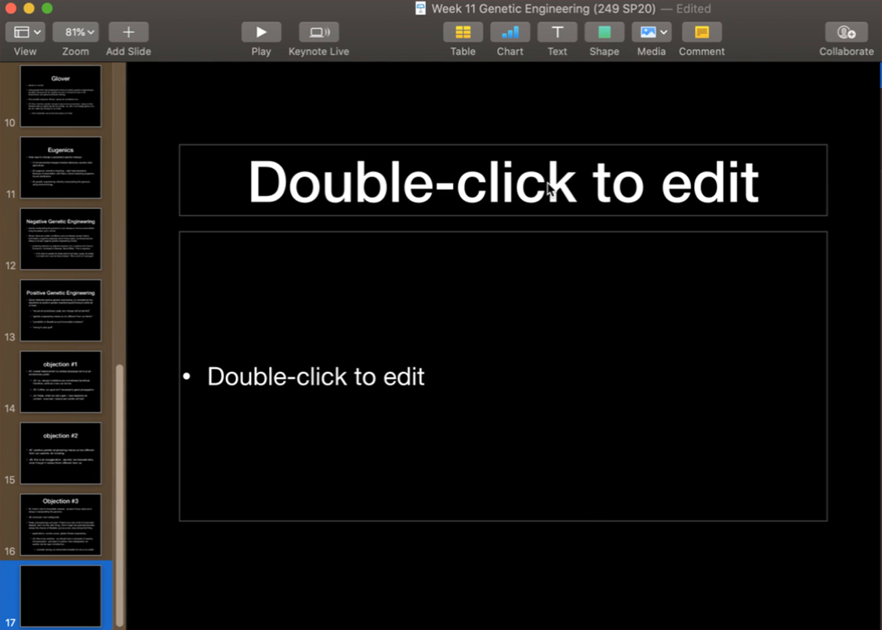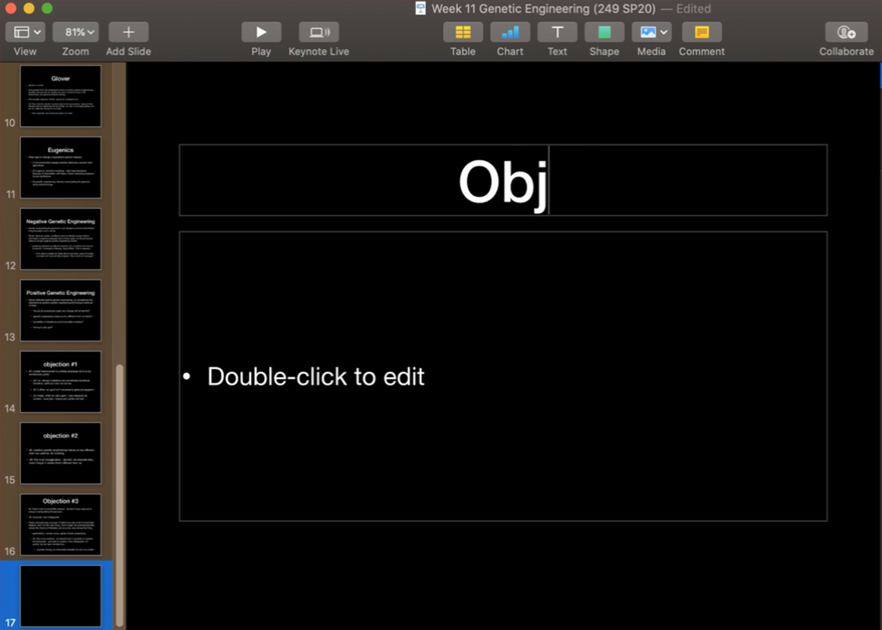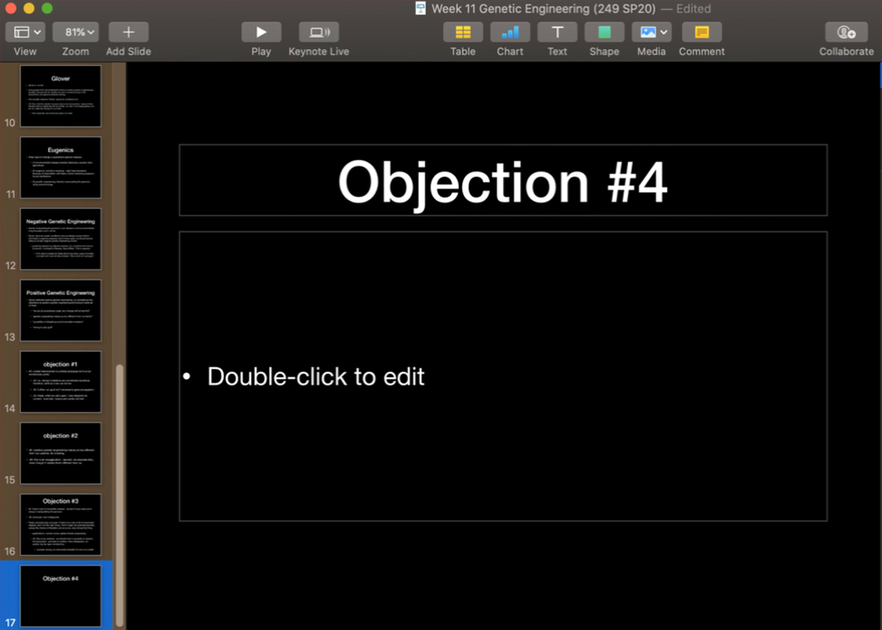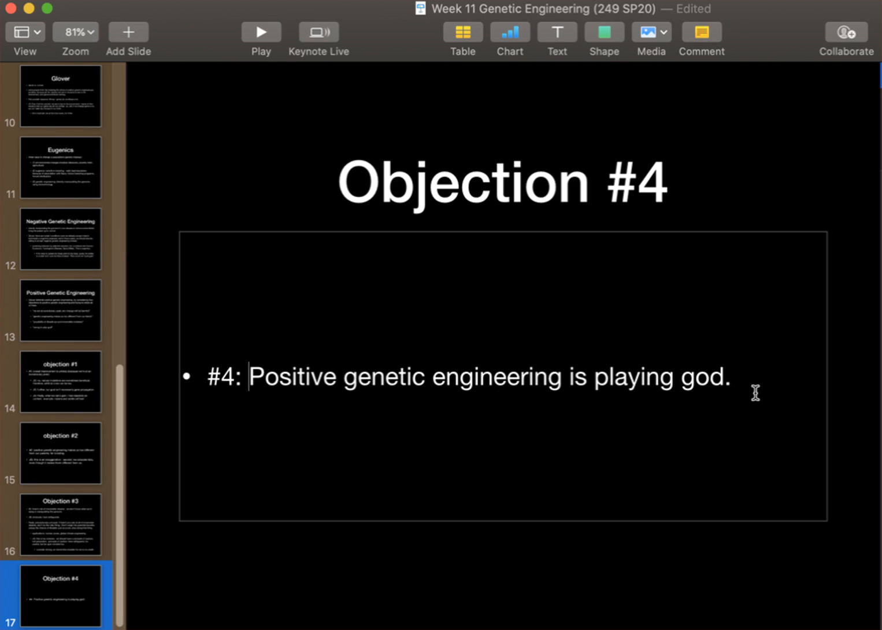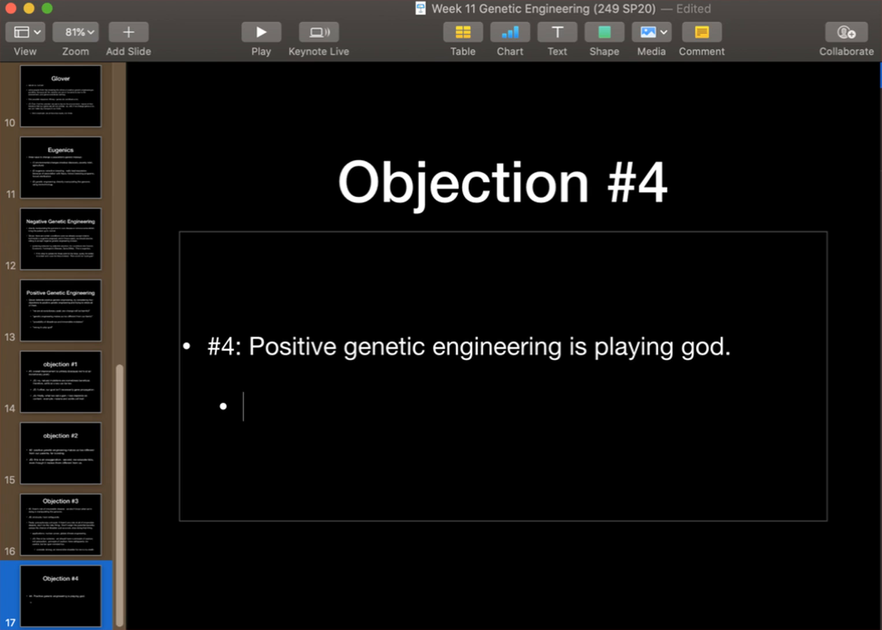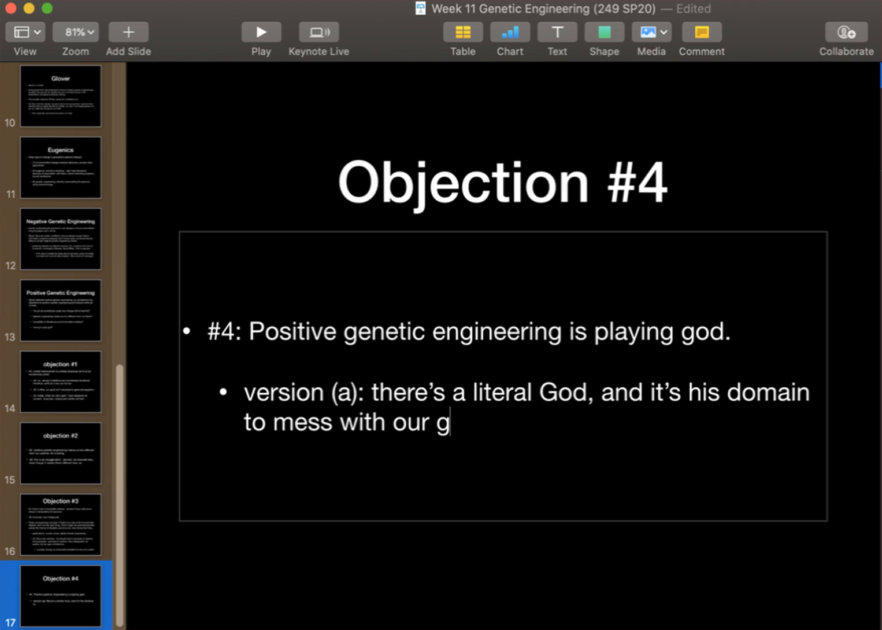Okay, objection number 4. This is also a very interesting one. Okay, and this one is positive genetic engineering is playing God. Playing God, number 4. Okay, there are a couple of versions of this. Version A is there's a literal God, and it's his domain to mess with our genes, not ours. Like we're encroaching on a literal God's turf. It's his turf, not ours.